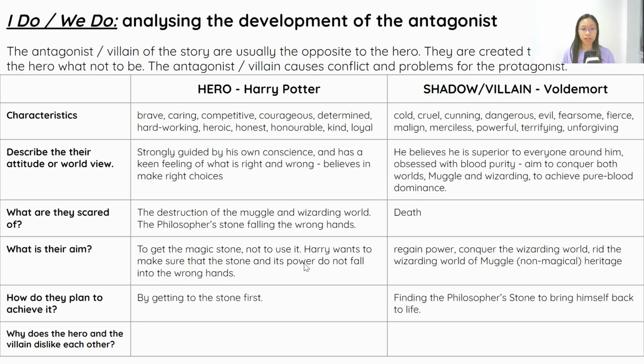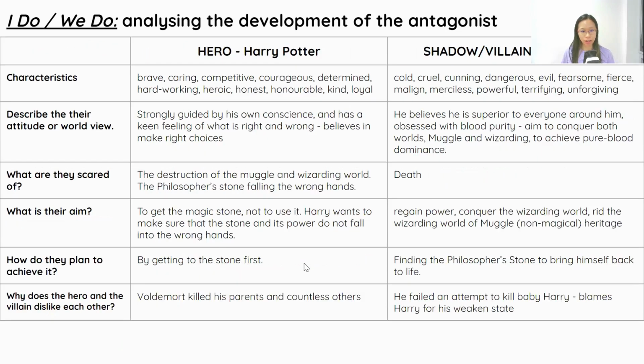Why do the hero and the villain dislike each other? Well, Harry doesn't like Voldemort because of everything else that we have spoken about, but also because Voldemort did kill his parents and also other wizards and Muggles. Because Harry really believes in making the right choices, he really believes that what Voldemort is doing is the wrong choice.